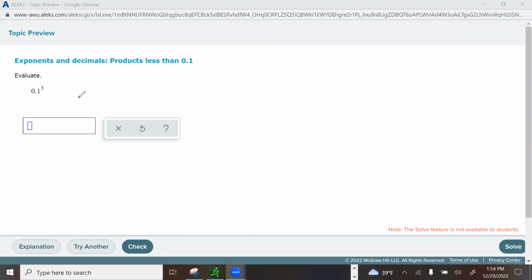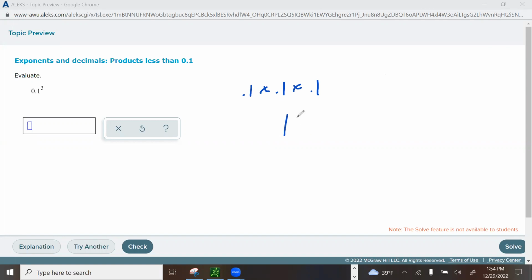Okay, evaluate 0.1 cubed. Well, that's going to be 0.1 times 0.1 times 0.1. So how do we handle that? Well, let's handle it like we did before when we learned how to multiply by decimals. Just say 1 times 1 times 1 is 1. Let me just put it right below. And then count up all the digits that are to the right of the decimal point. There's 1 digit there to the right, and 1 there, and 1 there. So a total of 3 digits to the right of the decimal point.